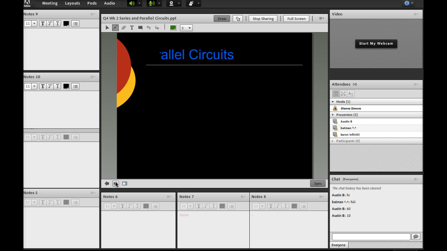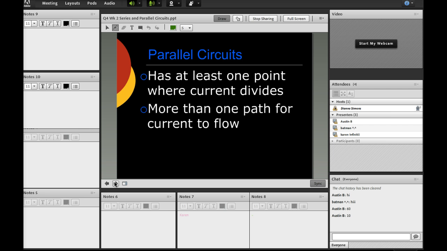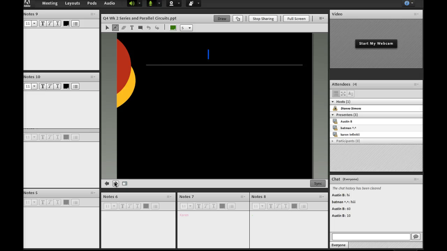All right, now we're going to talk about parallel circuits. And this is a little bit more difficult, all right? So a parallel circuit has at least one point where the current divides, and there's more than one path that a current can flow through. The paths are known as branches.